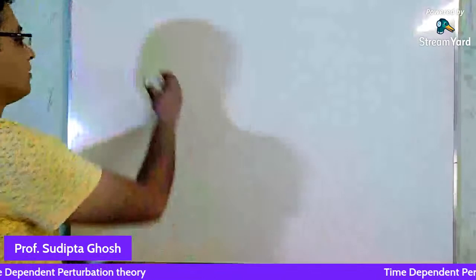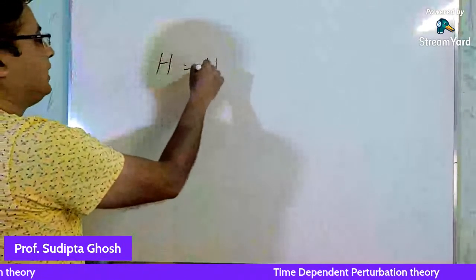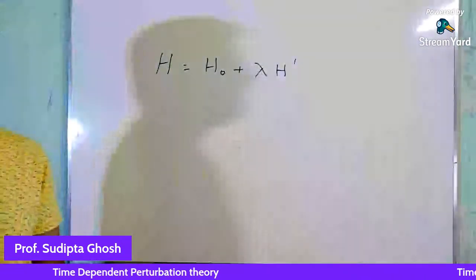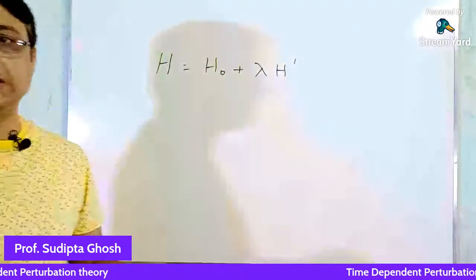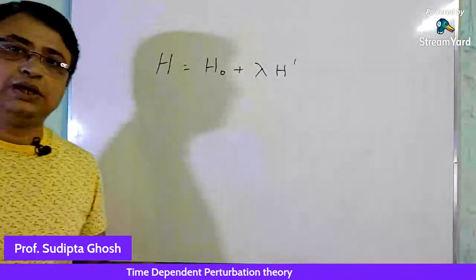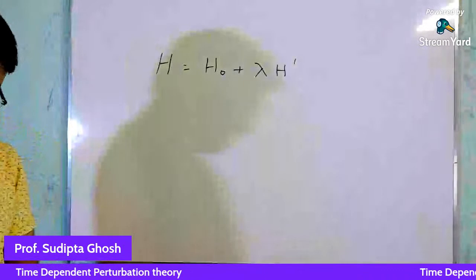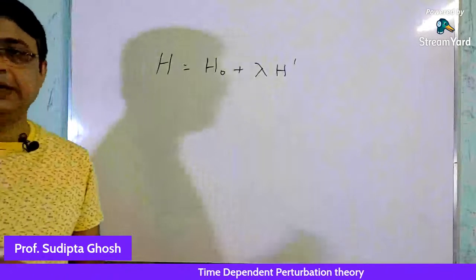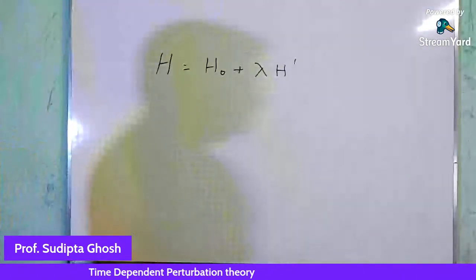Here also, the Hamiltonian can be expressed as H equals H0 plus lambda H prime. So we can write that H equals H0 plus lambda H prime. So this is the Hamiltonian. The total Hamiltonian H equals H0 plus lambda H prime, where H0 is the time independent unperturbed Hamiltonian.